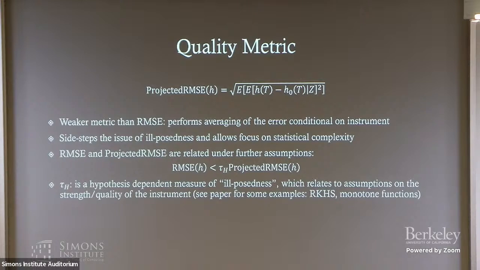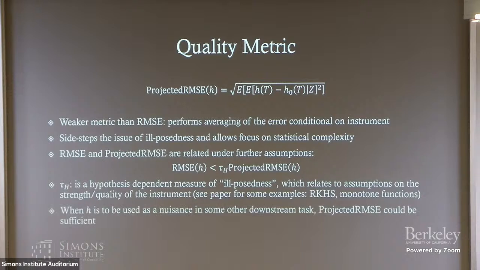But in some sense, we're going to prove a result for this metric, and then you can use whatever analysis you want for bounding the measure of ill-posedness to get a result for root mean squared error. Yeah. Sorry, for RKHS, how does it work?